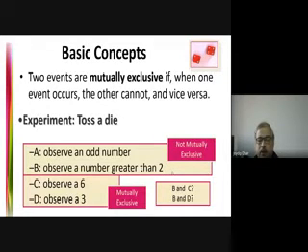In the case of B and C together, B is observing a number greater than 2, and C is observing a 6. The 6 is common to both B and C, so it is not mutually exclusive. Now if I take B and D, B is observing a number greater than 2 and D is observing a 3. This is also not mutually exclusive, because 3 is common to B and D.